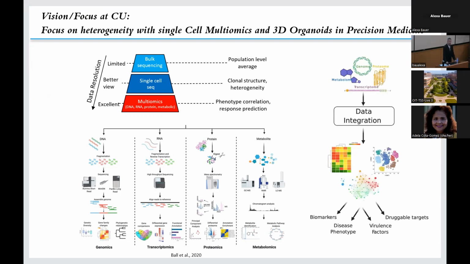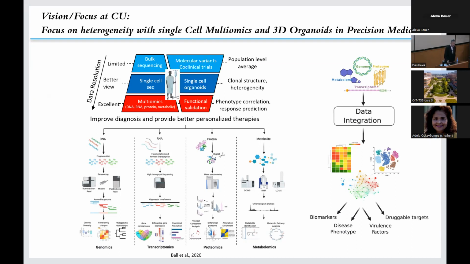We're going to get a lot of data from these. So it's going to be all about how you integrate all these different data types into biomarkers. We still need to practice evidence-based medicine in the clinic, so we need to be able to translate these biomarkers from the data that we have here into trials that are used in the clinic.